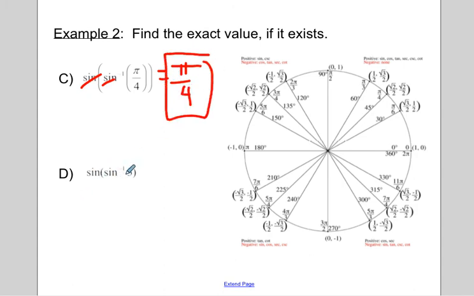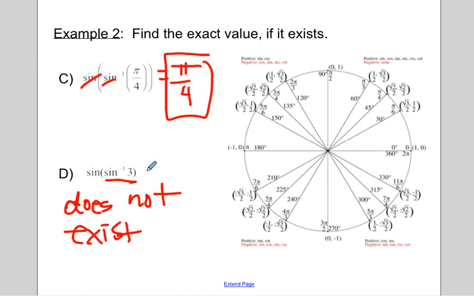D, sine of sine inverse of 3. I have to check, can I do sine inverse of 3? No, I cannot. The reason I can't is we can only do from -1 to 1. So this one does not exist. So not possible, no solution, whichever way you want to say it. Okay, so there is D.